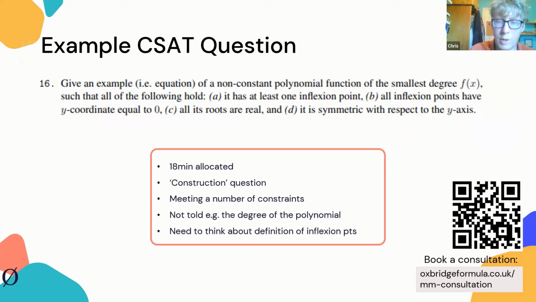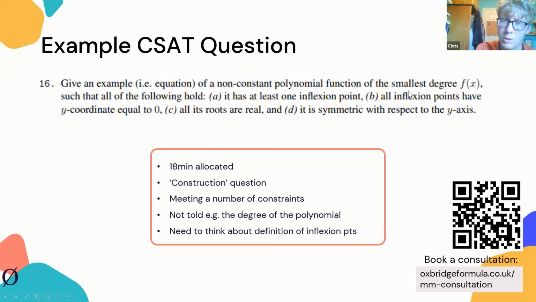So again, we've got a question about polynomials. So how is this one different? Well, you're just given a single task, but it's written over 3 lines, so you've got to read and interpret a bunch of stuff. You have up to 18 minutes for this if you're doing 5 questions. And the actual instruction at the very start is: give an example of. So what you're asked to do is construct a polynomial that meets certain conditions. There are 4 conditions, A, B, C, and D, and you're asked to construct a polynomial of the smallest degree that meets all 4. And this is a very CSAT thing to do.